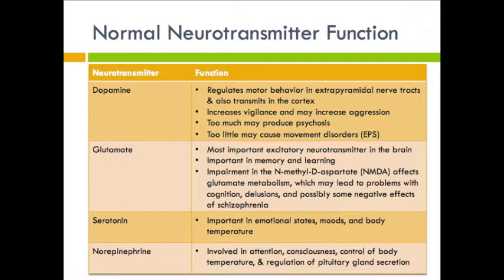The next is glutamate. It is the most important excitatory neurotransmitter in the brain. It is important in memory and learning. Impairment in N-methyl D-aspartate, or NMDA, affects glutamate metabolism, which may lead to problems with cognition, delusions, and possibly some negative effects of schizophrenia. The next is serotonin.